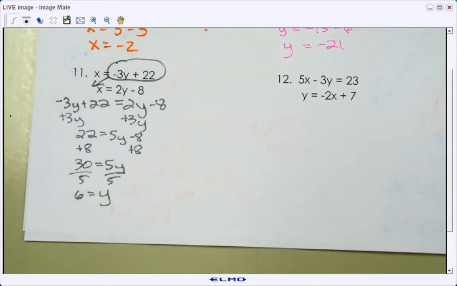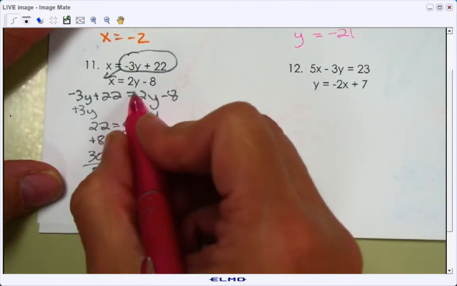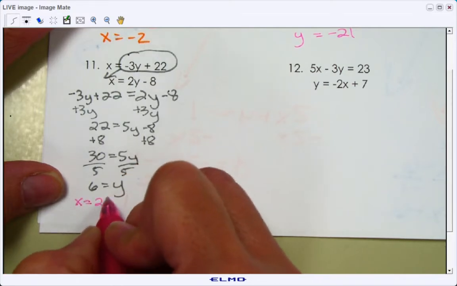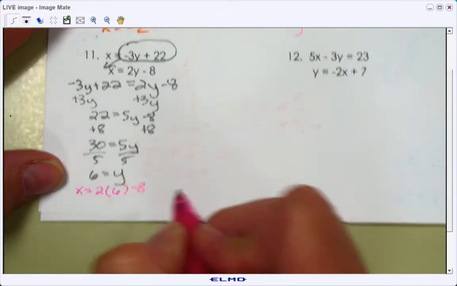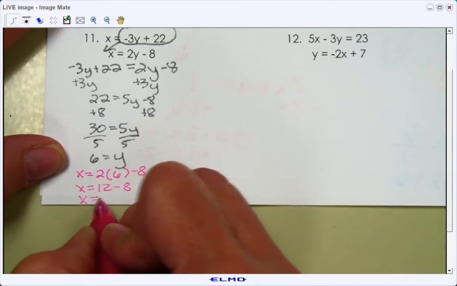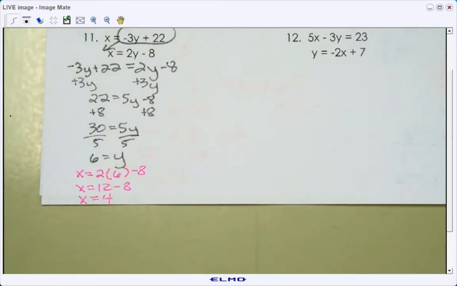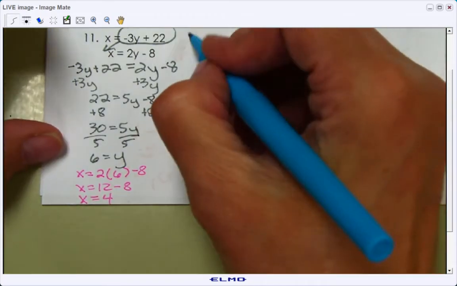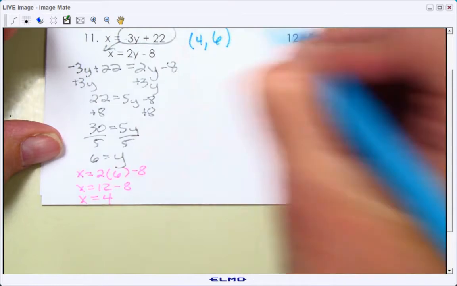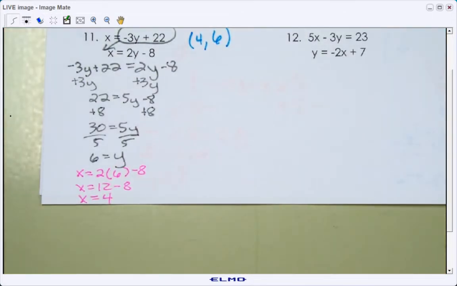Really don't have a lot of room. So I'm going to plug it into the second one. So x equals 2 times 6 minus 8. So x equals 12 minus 8, so x equals 4. So right here I have 4, 6. And to check my work, as usual, I'm not going to use that color.